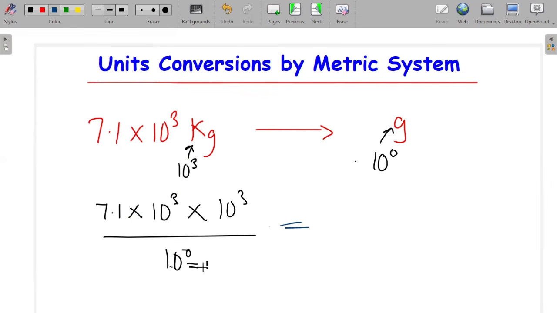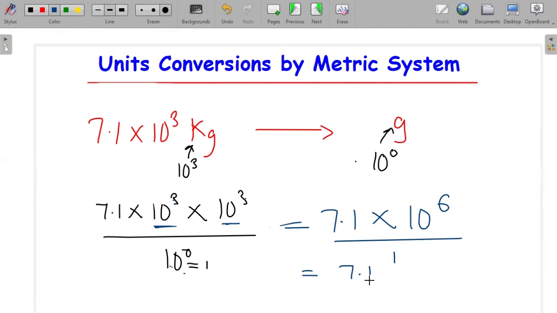So this will just be equal to 7.1. And then here I'm multiplying things that have the same base, right? So I just have to add their powers. So it will be multiplied by 10 to the power 3 plus 3, so that will be 6. And then 10 to the power 0 is 1, so this will just literally give me the same number. So it will be 7.1 times 10 to the power 6. And then the units now are what? Grams. Okay, so that's how we do the conversion by the metric system.